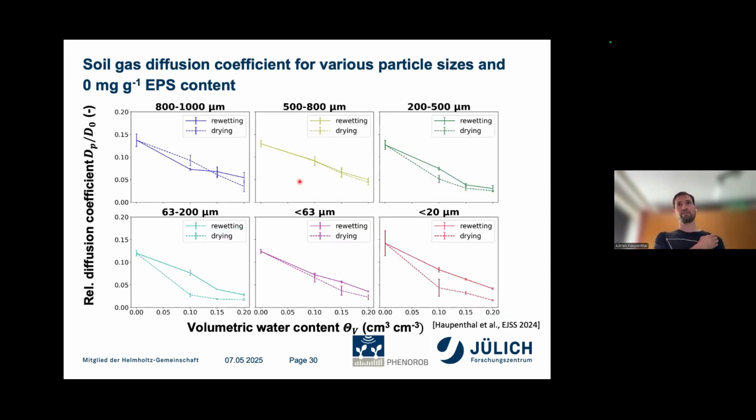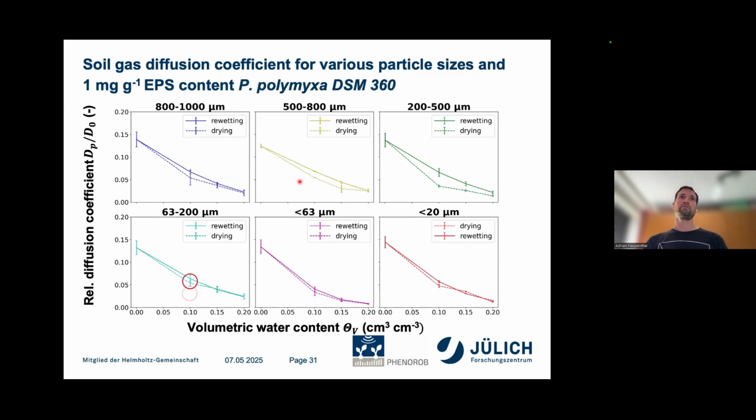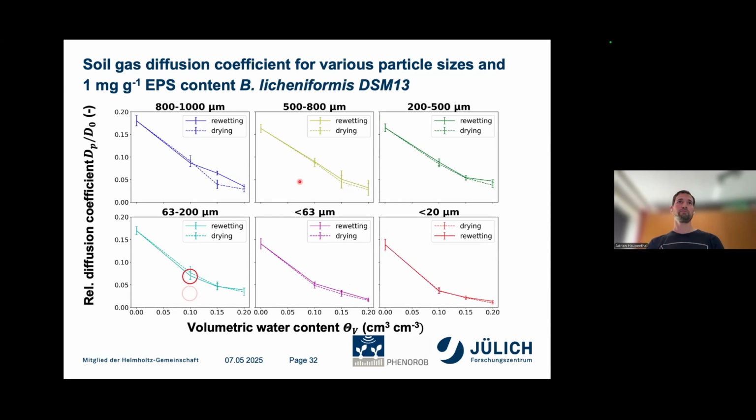As for the results, we start again with the control soil like before, with the hysteresis at this point. If we add 1 milligram of EPS from Bacillus polymyxa per gram of soil, we could see the same effect: an increase for the drying cycle and diminishing hysteresis. The same could be observed for the EPS produced by Bacillus licheniformis. So, in short, similar effects to those of mucilage were observed.